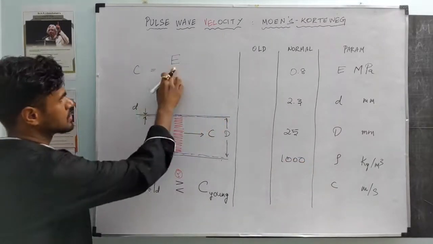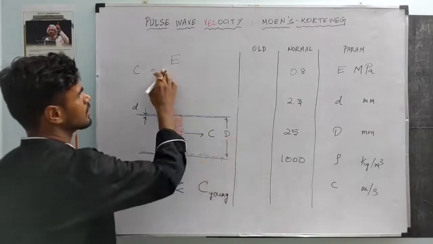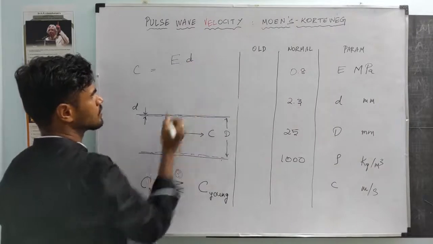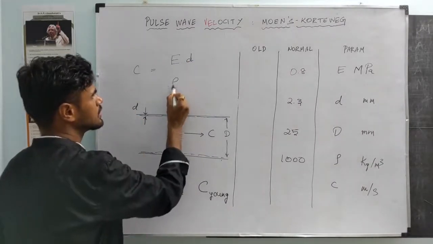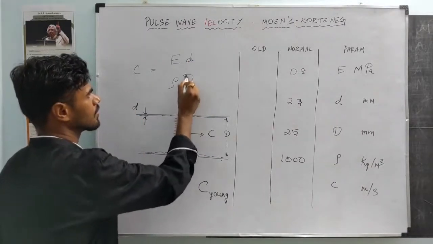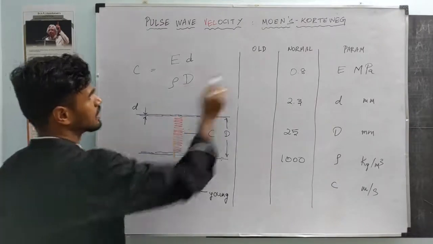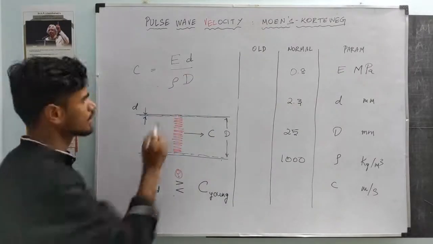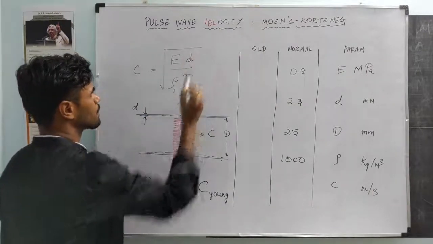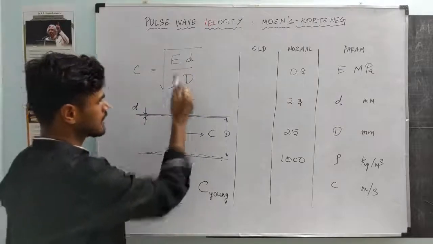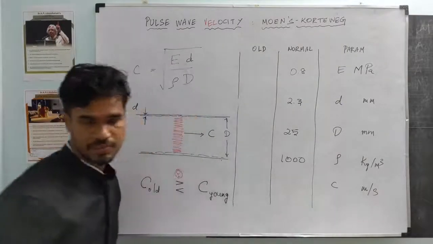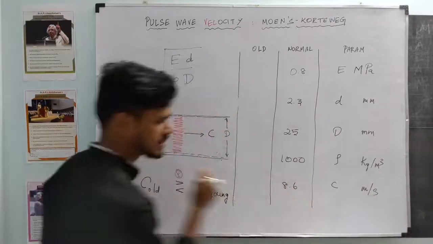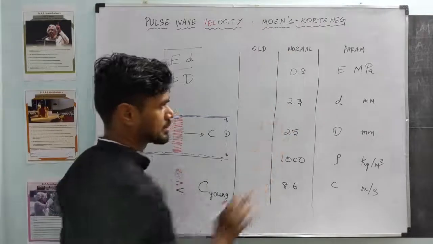So the pulse wave velocity depends on these four things: E, the thickness of blood vessels, the density of blood, and the diameter of the blood vessel. The actual relation derived by Moens and Korteweg is the square root of E d over rho D. So let's plug in these values and try to find what the pulse wave velocity is. This is about 8.6 meters per second. Let's say that is the normal pulse wave velocity.